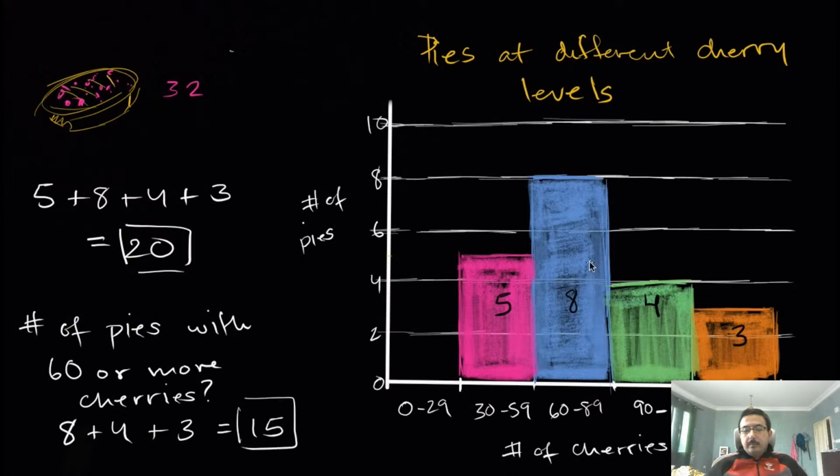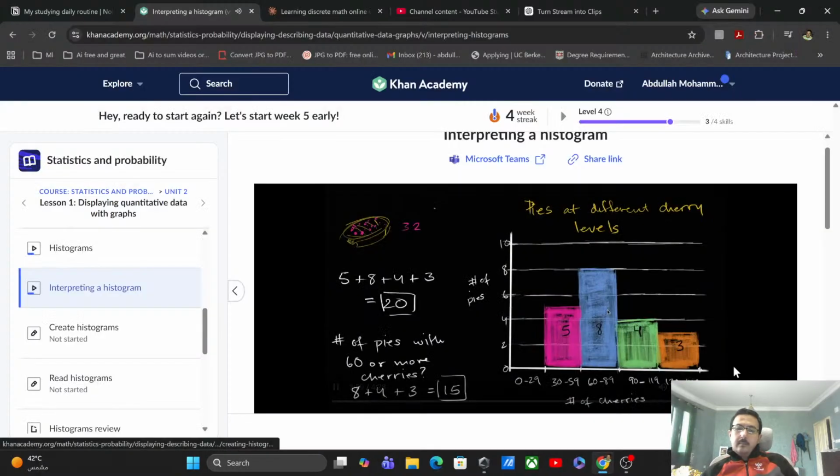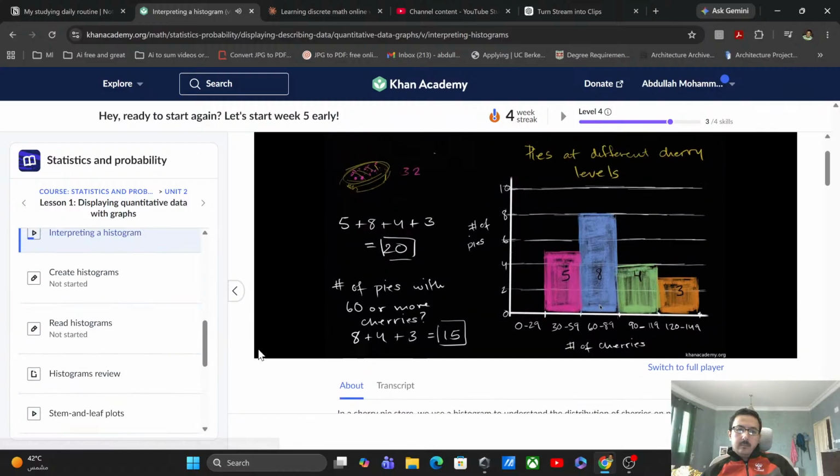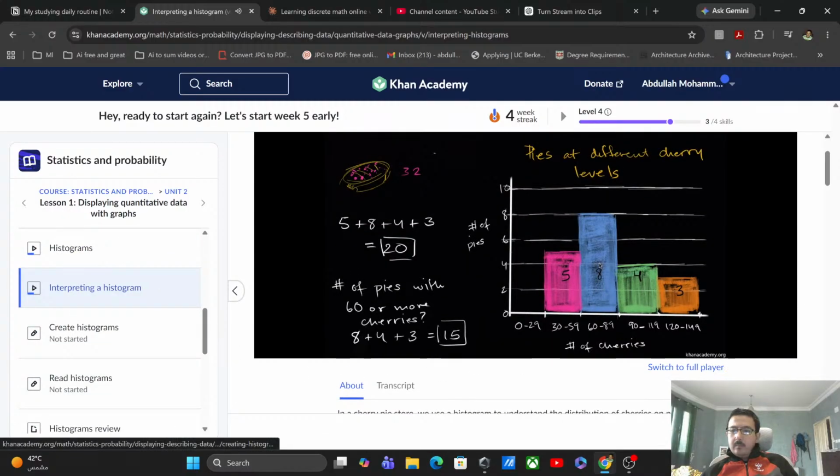So using this histogram, we can answer a really interesting question. We can say, well, wait, how many more pies do we have that have 60 to 89 cherries than 120 to 149 cherries? Well, we have 8 pies that have 60 to 89.